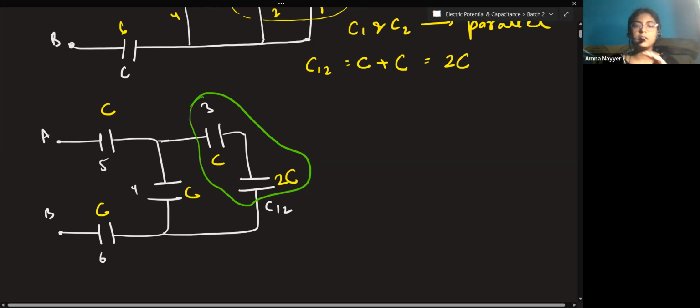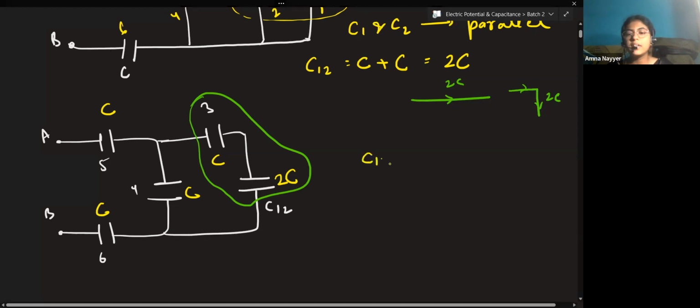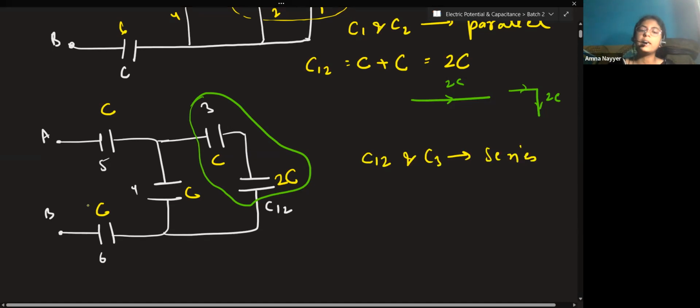Reason? All those who are not able to identify whether they are connected in series or in parallel, just look at it. This is a single wire. If I take this wire and the charge flowing is 2 coulomb, even if I bend this wire, a similar charge of 2 coulomb will be flowing. So it means this is now connected in series. So C12 and C3 are now connected in series.